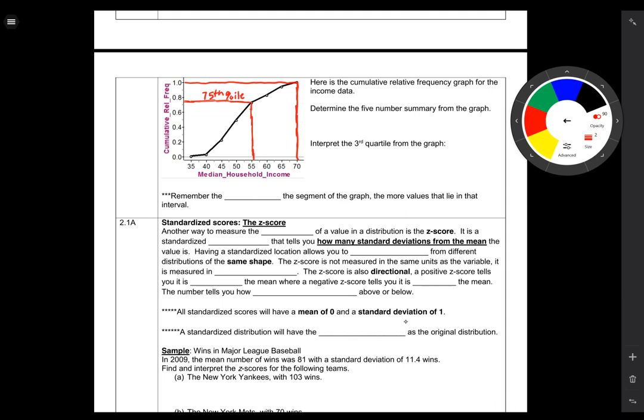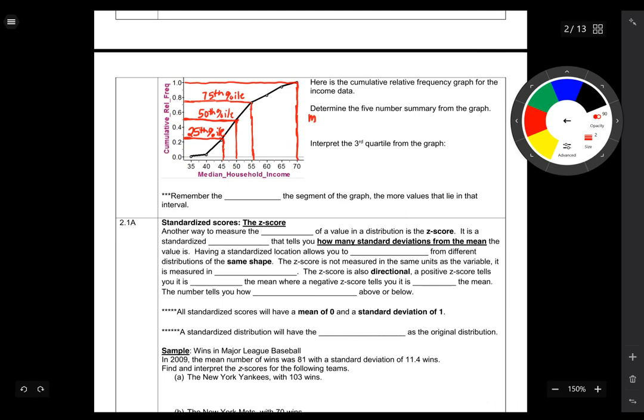And then we're going to find the 50th. So it would be right here. Oops. And then 25% would be... I think more time is taken in notes by drawing things than anything else. So now that we've drawn those, we can determine the 5-number summary.